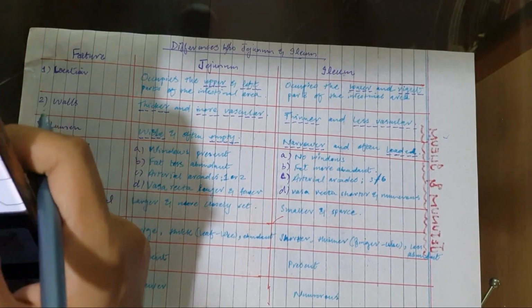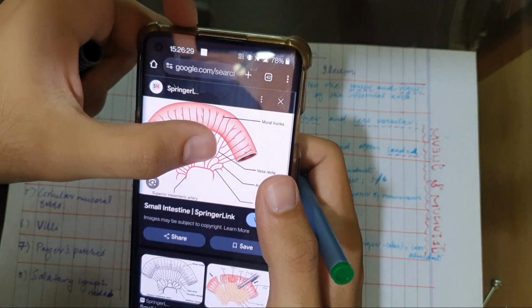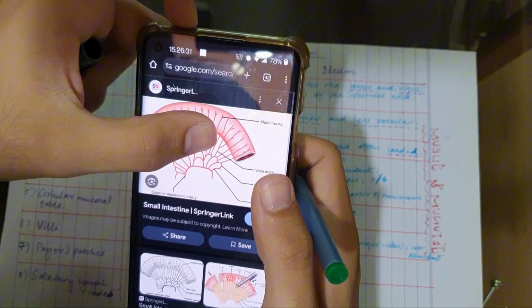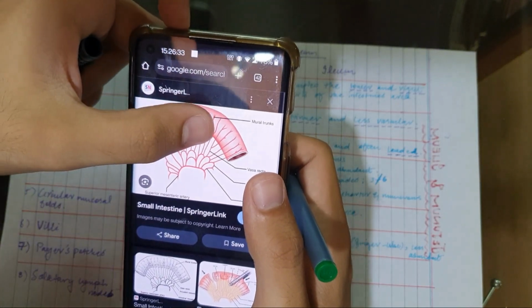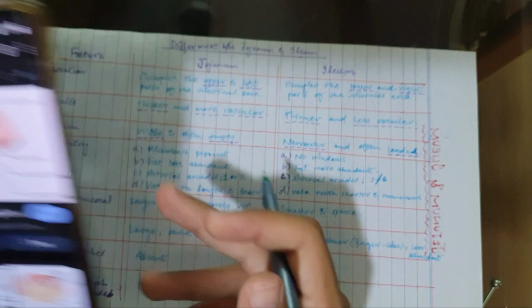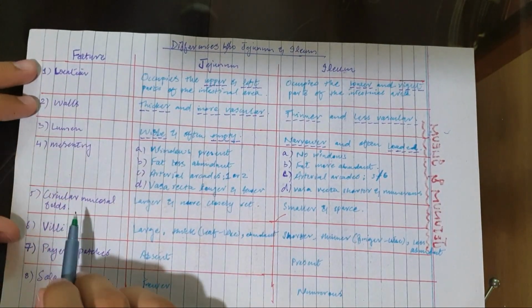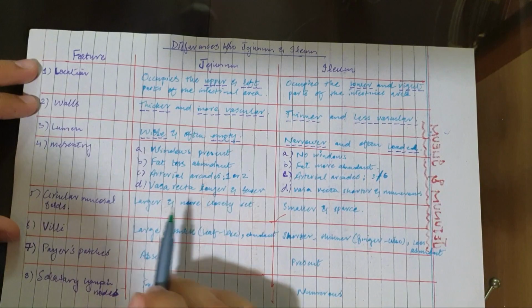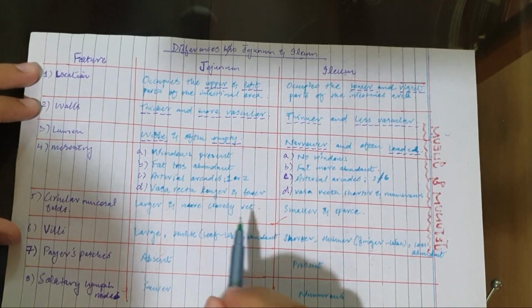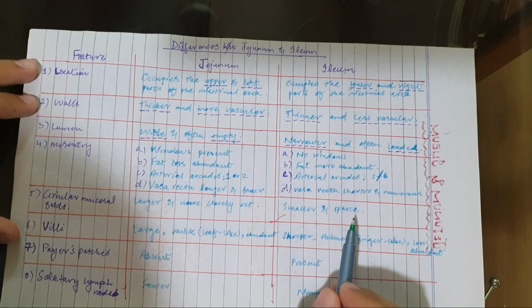Okay, so I have got a diagram. These are basically the vasa recta. These are the arteries that connect the small intestine with the branches of the superior mesenteric arteries. So now we'll talk about the circular mucosal folds. They are larger and more closely set in the jejunum, whereas in the ileum they are smaller and sparse, meaning lesser in number.